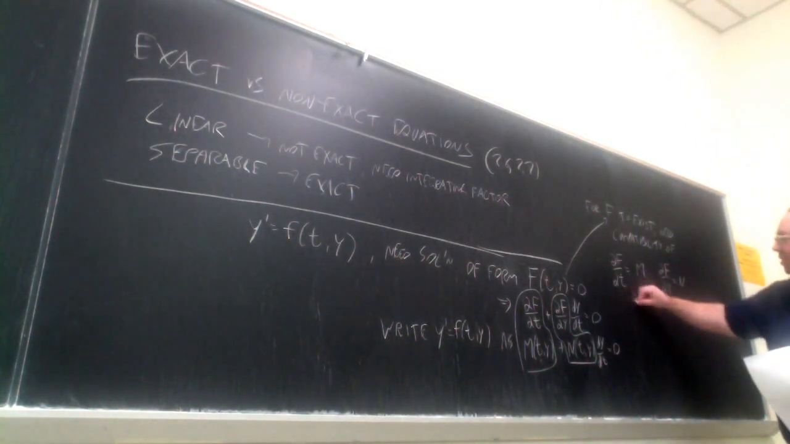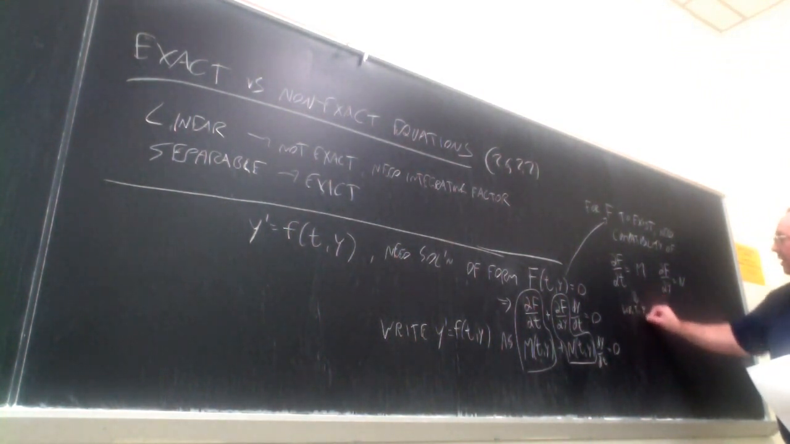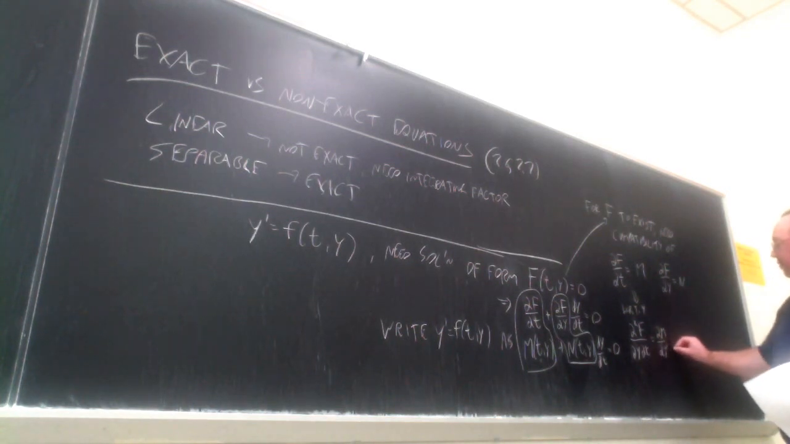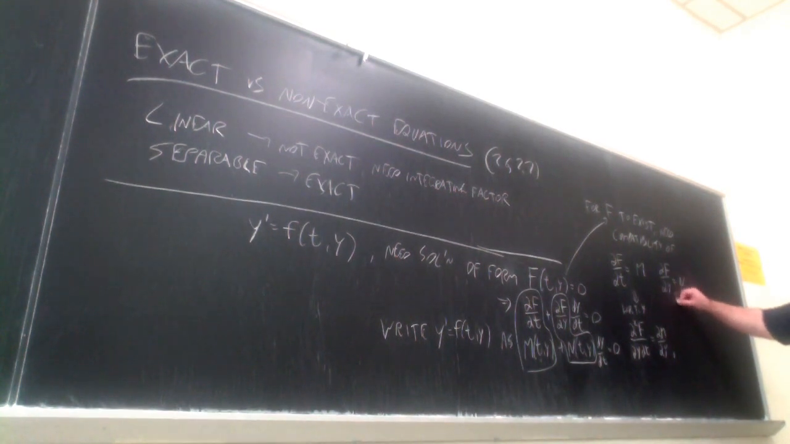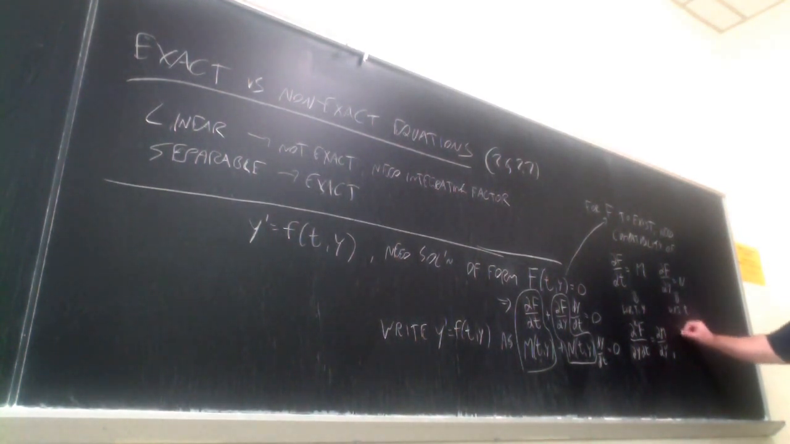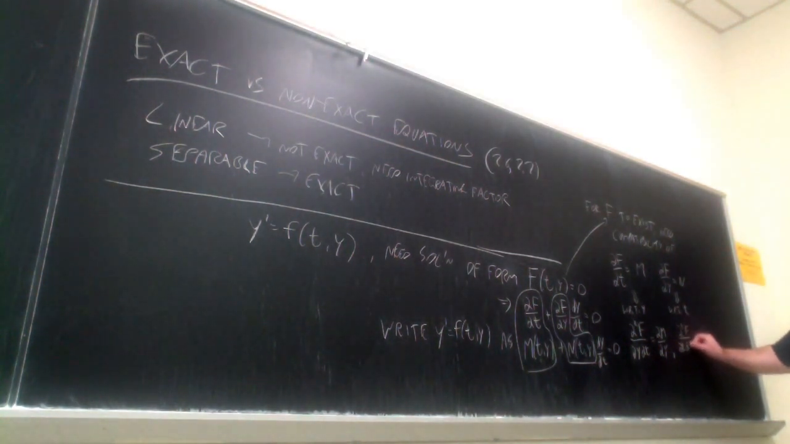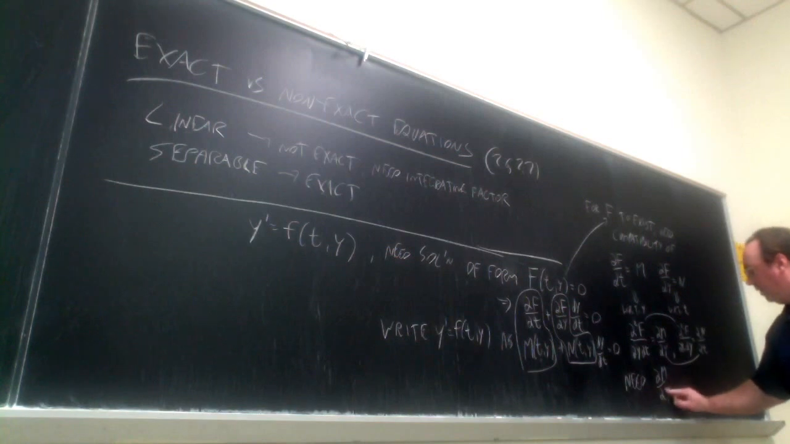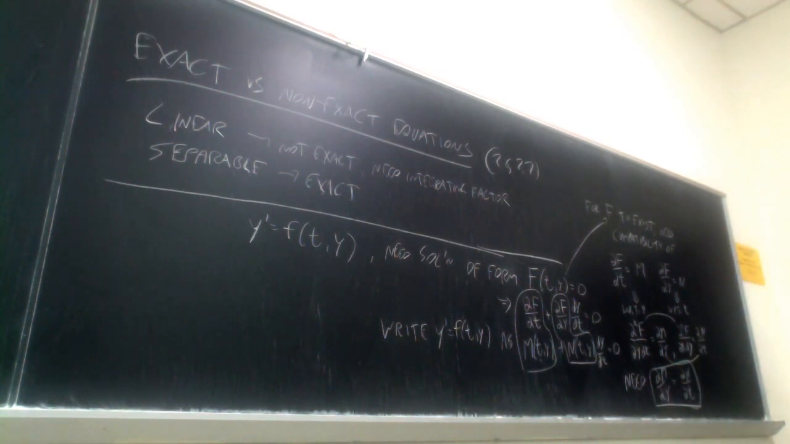So I differentiate this side with respect to y, and I get the second partial of F with respect to y and t must be dM/dy. Then this equation, differentiate with respect to t, and I get this second partial is equal to the partial of N with respect to t. Now, these two are supposed to be equal. Therefore, these should also be equal. So we need this condition to be satisfied.